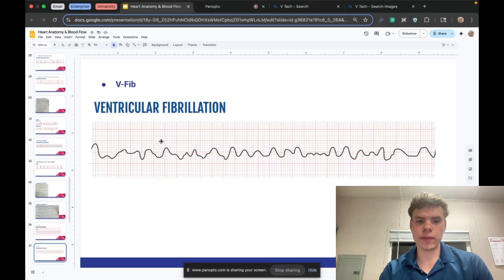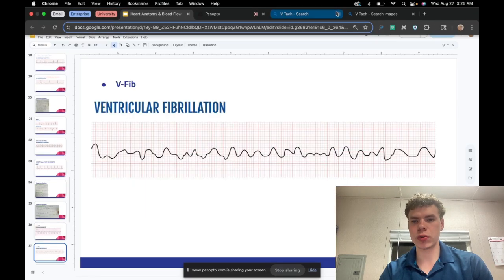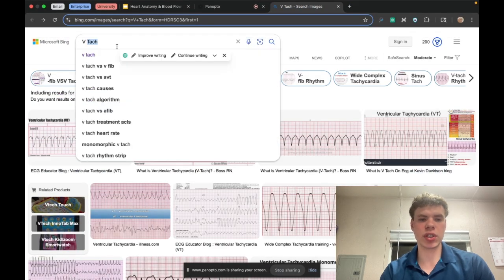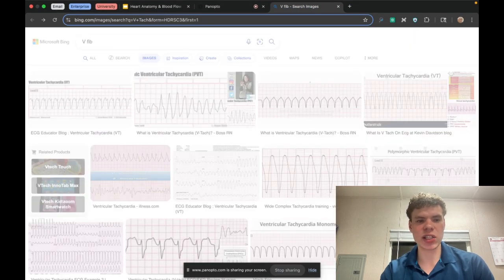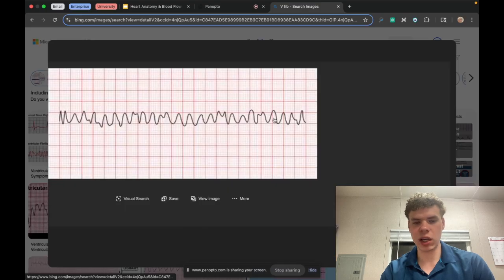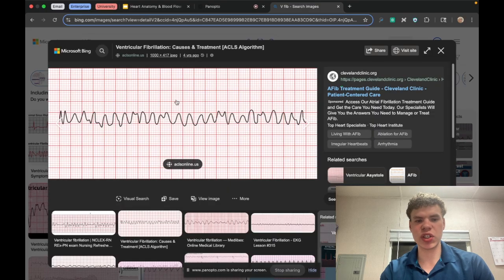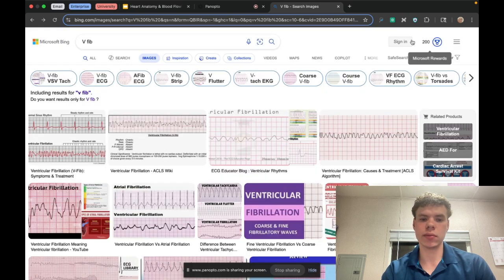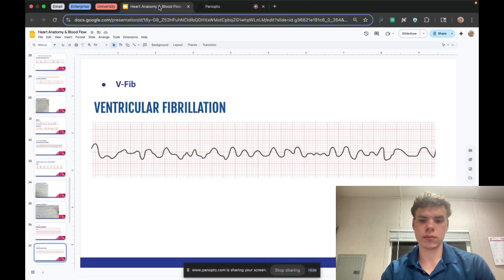And VFib, which is the absolute worst rhythm, where the ventricles are basically just quivering really fast, but it's not moving any blood whatsoever. It just zigzag lines up and down. And this needs immediate defibrillation, right? Ventricular fibrillation.